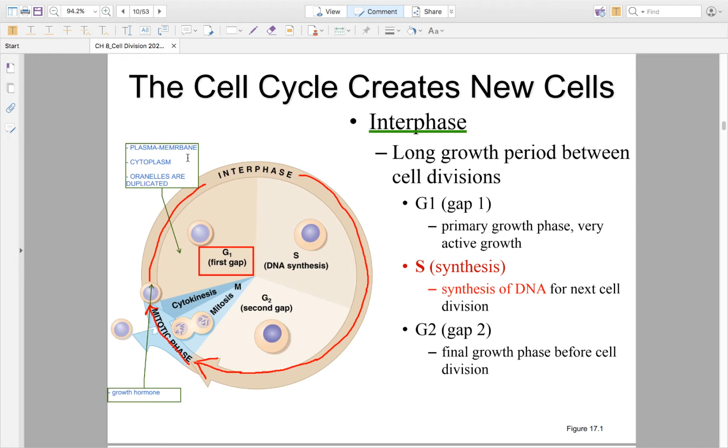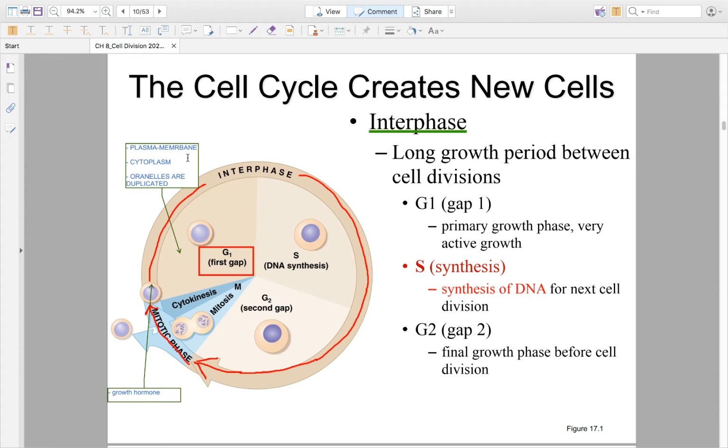Okay, everything. I mean, the rough ER, the smooth ER, all of the mitochondria, the Golgi, all of these have to be copied, because at the end of the cell cycle, we're going to get two identical cells. How do you get two identical cells? Well, you have to copy everything, and I mean everything.